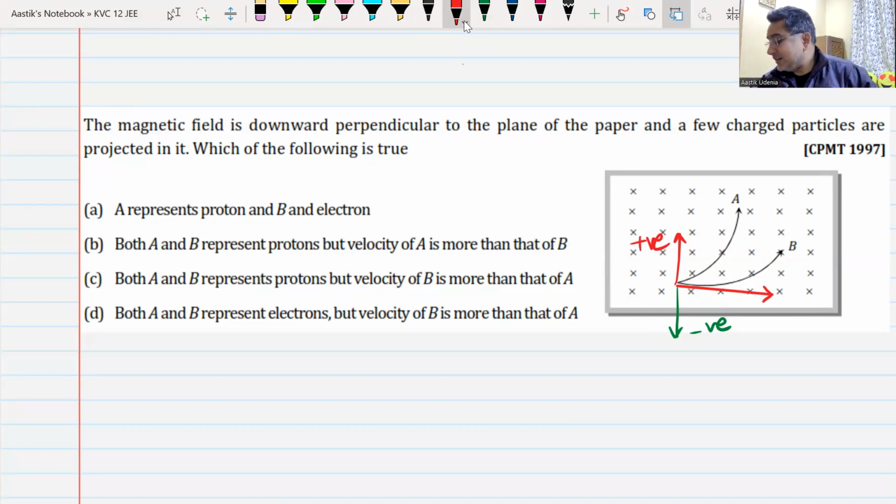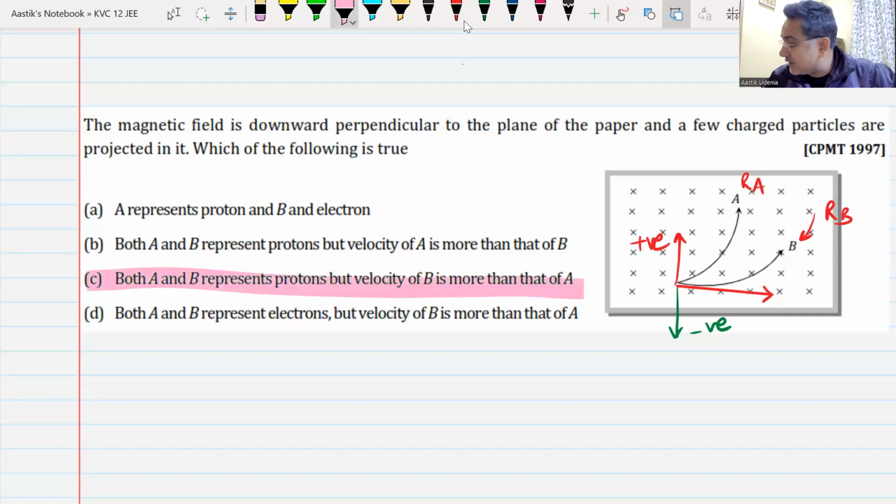Now look at the radius. This radius is more. Radius of B is more than radius of A. So now you have the correct answer. Radius is directly proportional to V. Everything else is same. Both A and B will represent proton, but velocity of B will be more than the velocity of A. Do we understand this?